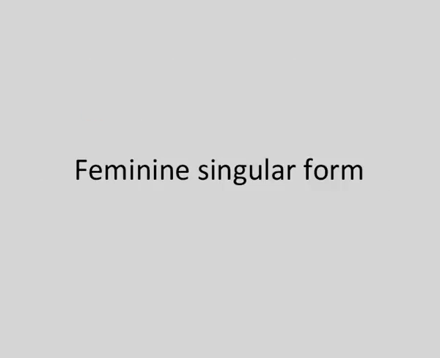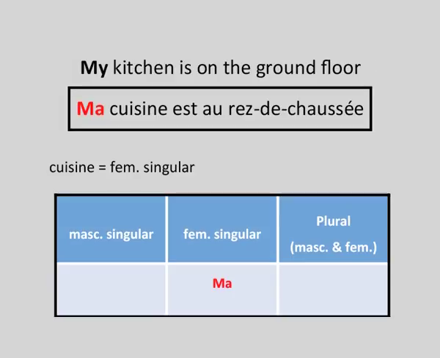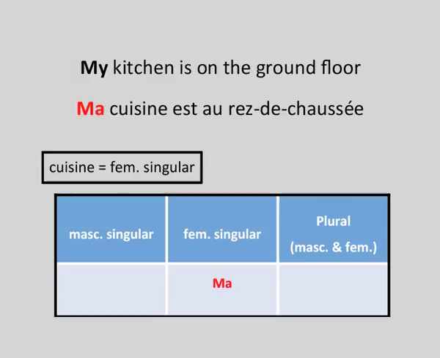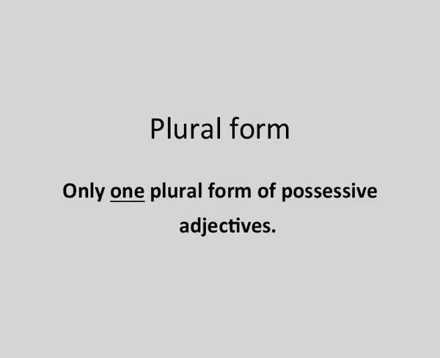Now let's examine the feminine singular form. My kitchen is on the ground floor. The French equivalent of this sentence is Ma cuisine est au rez-de-chaussée. Cuisine is a feminine singular word, so the possessive adjective that precedes it must reflect the gender and number of the noun. Ma is the feminine singular form of the possessive adjective associated with the singular form of the first person. Now let's examine the plural form.